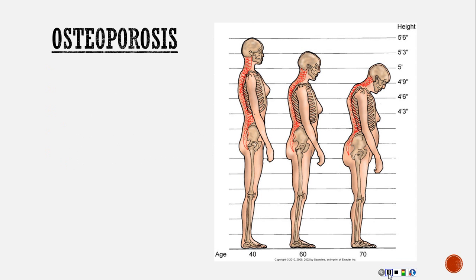This is just a look at some of the skeletal changes you'll see with a patient with osteoporosis. You can see there, height from 5'6" to a little over 5 foot. That's the big one there. You can see where the ribs have moved down onto the pelvic girdle. They're a lot closer there. This is 40 to 60 and then the 70.